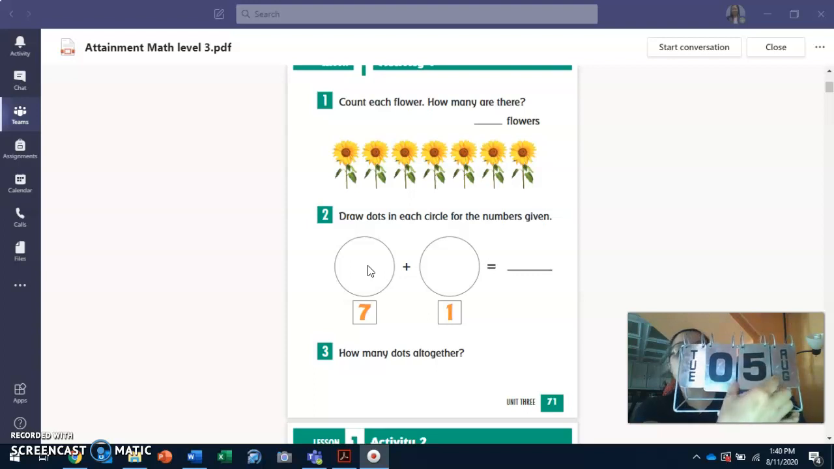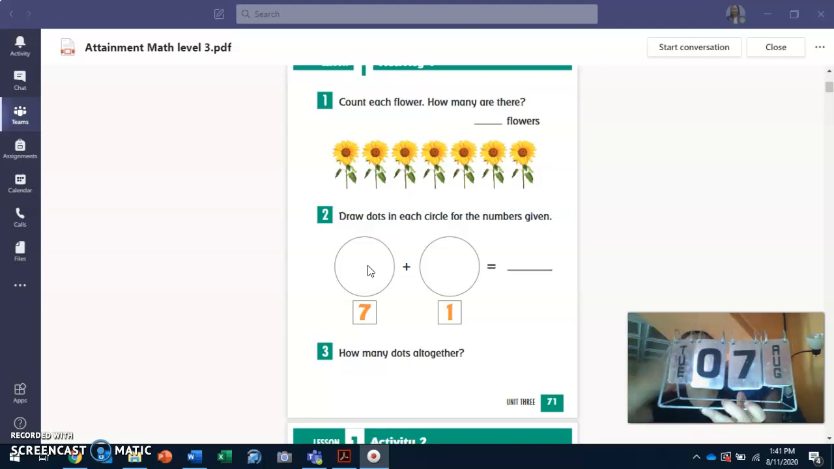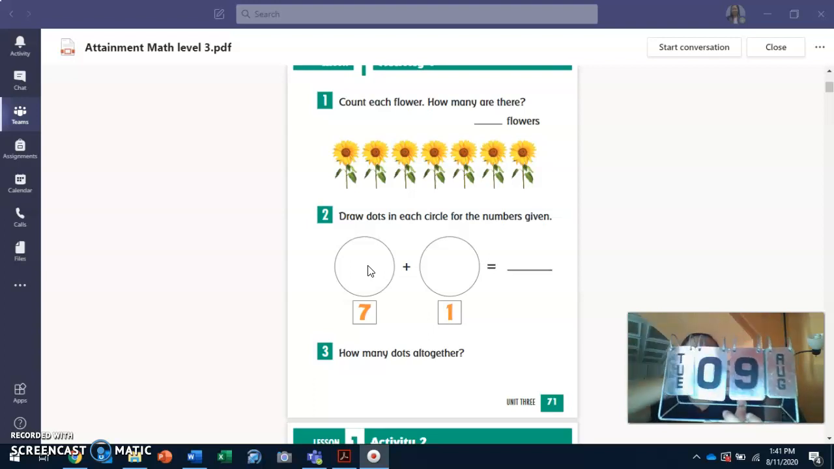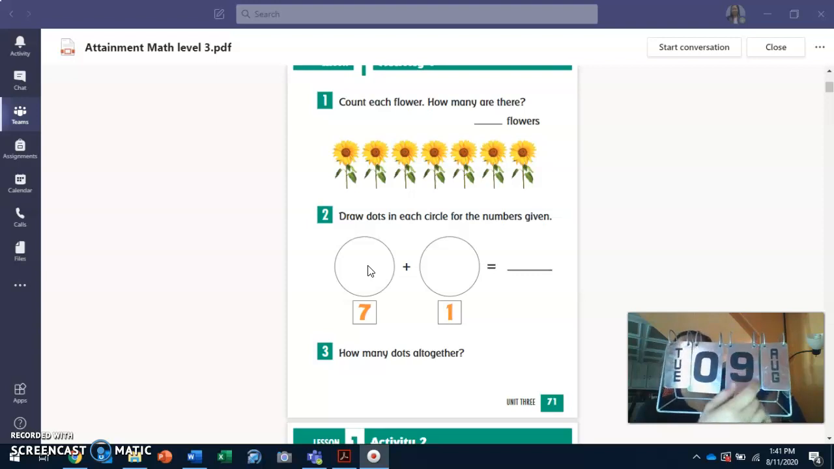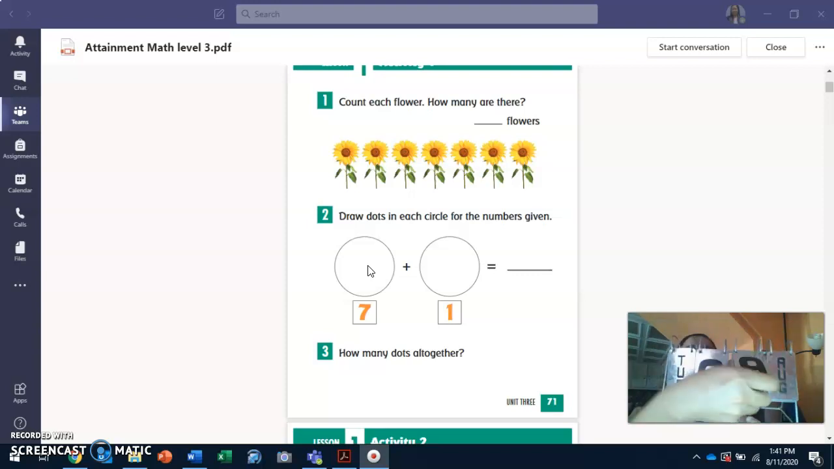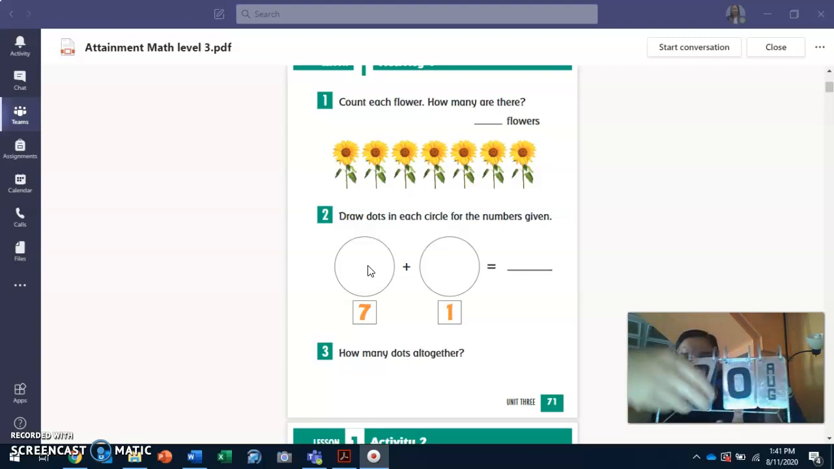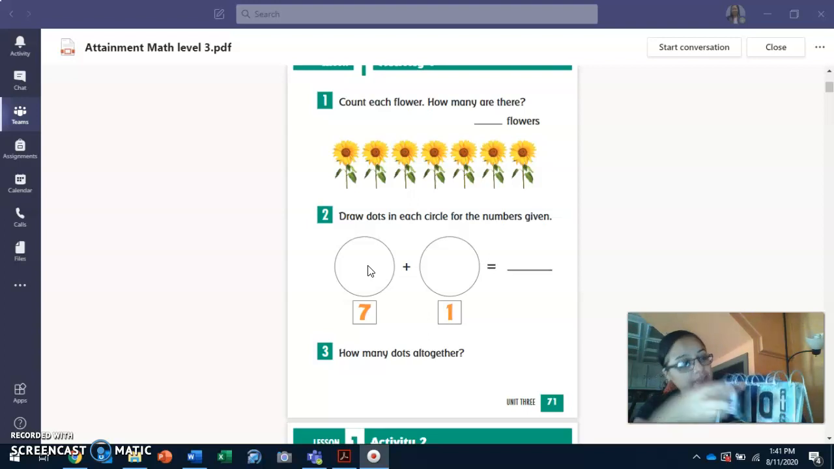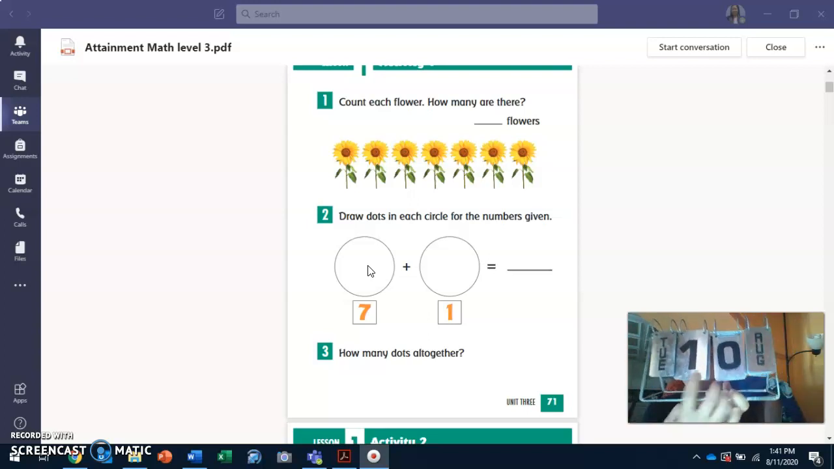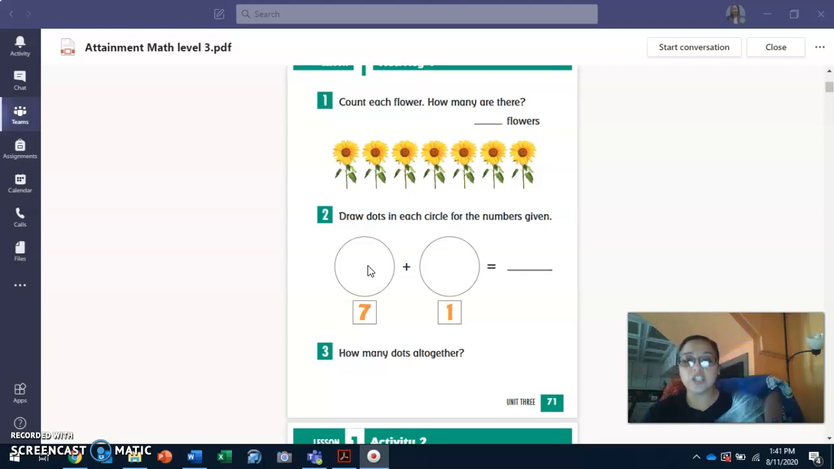Get ready. 5. What number is this? 6. Get ready. 6. What number is this? 7. Get ready. 7. What number is this? 8. Get ready. 8. What number is this? 9. Get ready. 9. And finally, we get to number 10. Everybody say it. 10. Good job counting to 10.